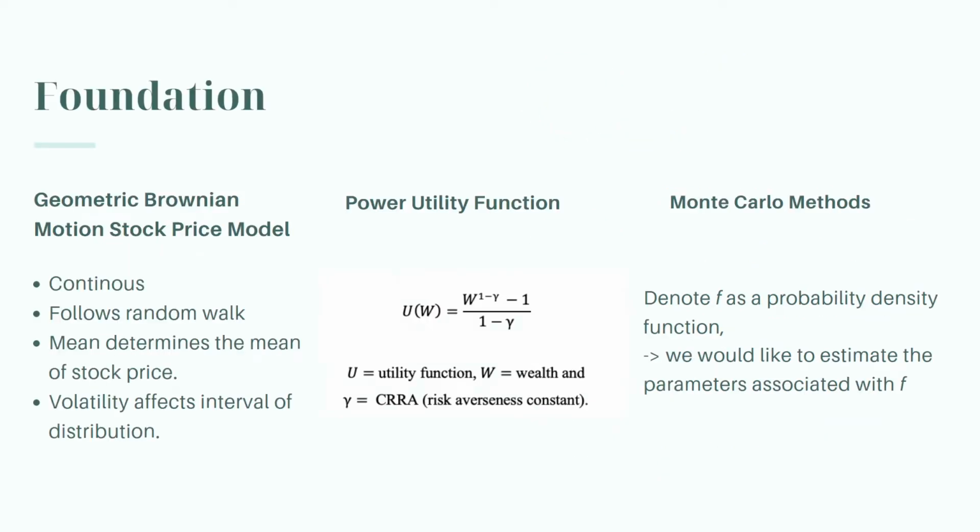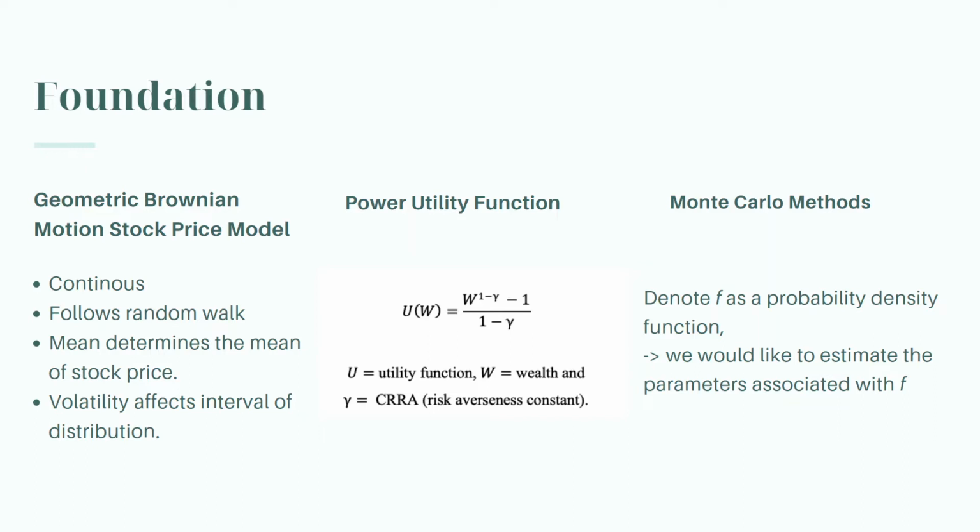We use three main foundation theories for our simulations. First is the geometric Brownian motion, which is basically a stochastic model with the underlying factor that it is continuous and follows Brownian motion. The mean value of historical return of stock is determinant for the mean of stock price, while the volatility affects the interval of the distribution. These two factors hand in hand will affect the outlines of the distribution graph and its shift. In general, the distribution will be a factor of the normal distribution.